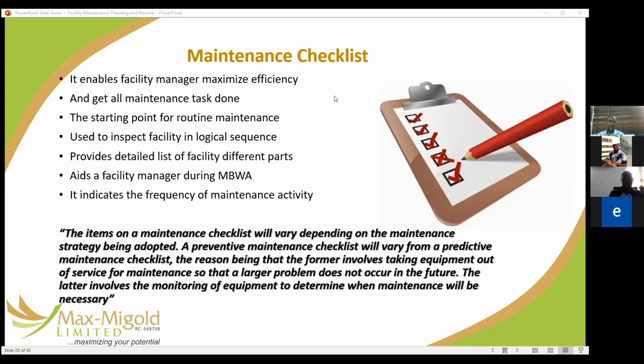It is used to inspect the facility in logical sequence. It provides a detailed list.